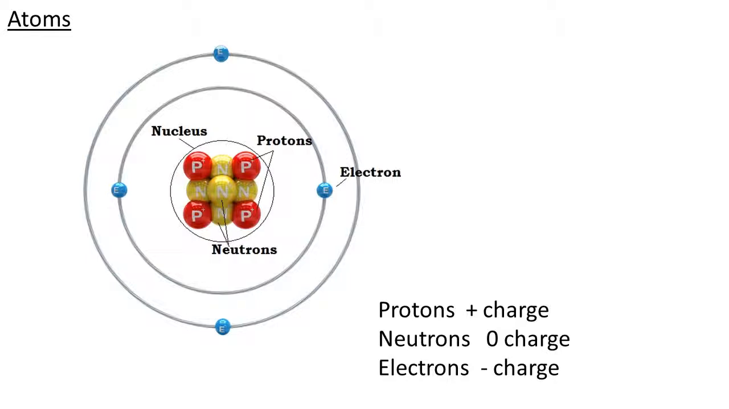What happens if an atom gains an electron? You can guess this for yourself. If you gain negativity, if you gain a negative electron, you become more negative yourself, and you form what's called a negative ion.